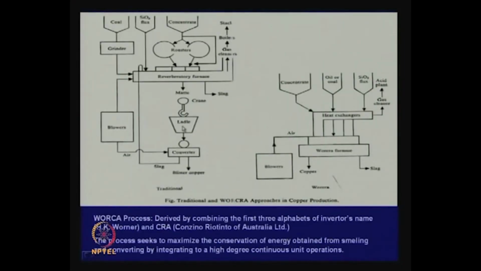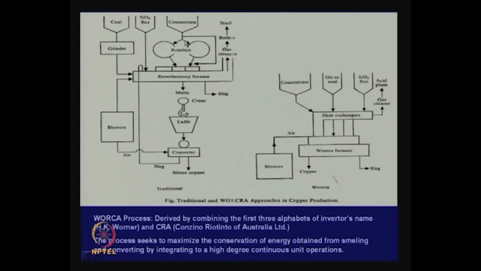So, this is a conventional route. We have the concentrate goes to roasters. Now, after you have roasted the material, it has to be taken out, transported to a reverberatory furnace, where you are making a matte. After you have made the matte, it has to be transported through ladles into a converter to form blister copper. So, there are transportation operations involved between roasting to reverberatory furnace to ladle.